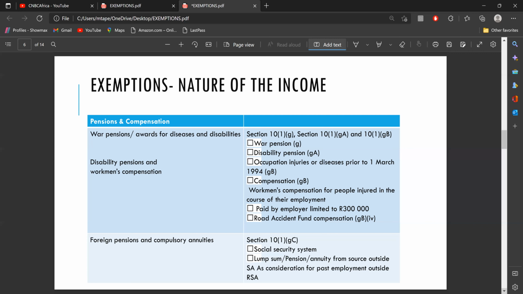And then workmen's compensation for people injured in the course of their employment. The amount paid by the employer would be limited to 300,000 Rand, meaning that the 300,000 Rand would be exempt, and then the taxpayer would be charged on the excess. Any amounts received from the Road Accident Fund would be exempt in terms of Section 10(1)(gb).